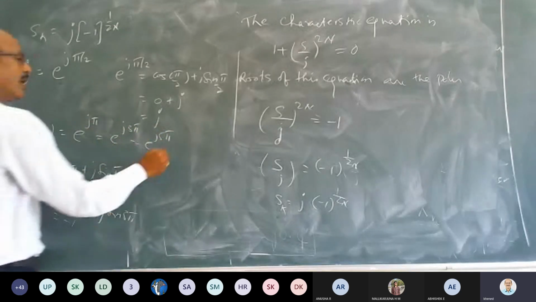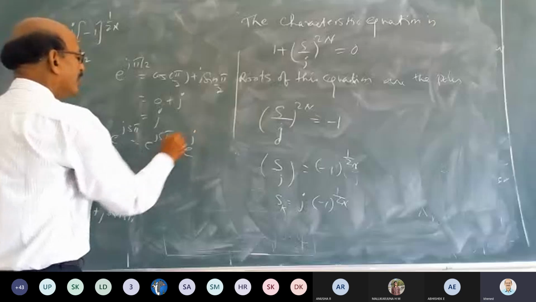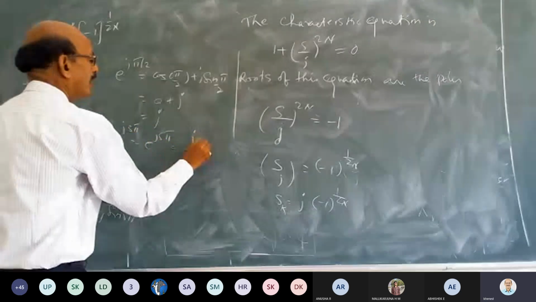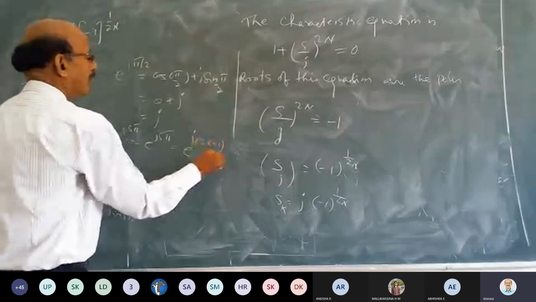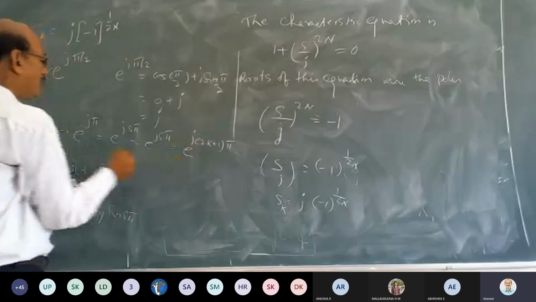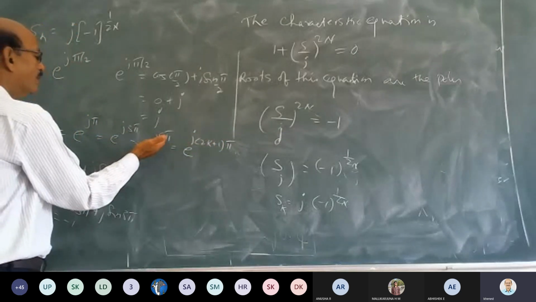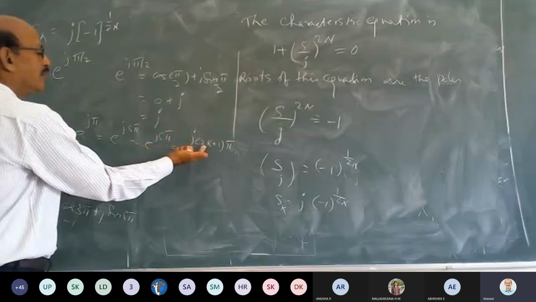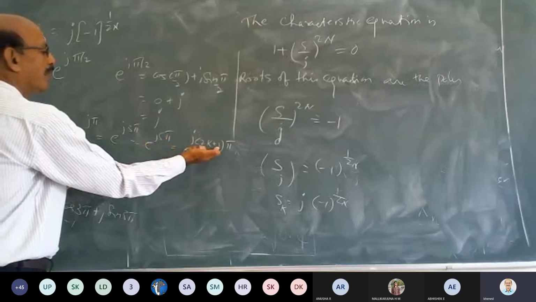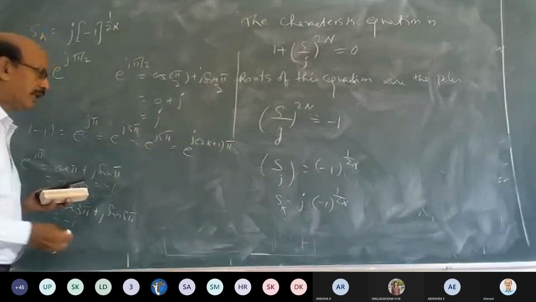Okay? In general, e power j into this value I can write as 2k plus 1 into pi. This should be an odd value because pi, 3 pi, 5 pi, these are all odd values. So any odd value we can determine using this value 2k plus 1 into pi. Okay?